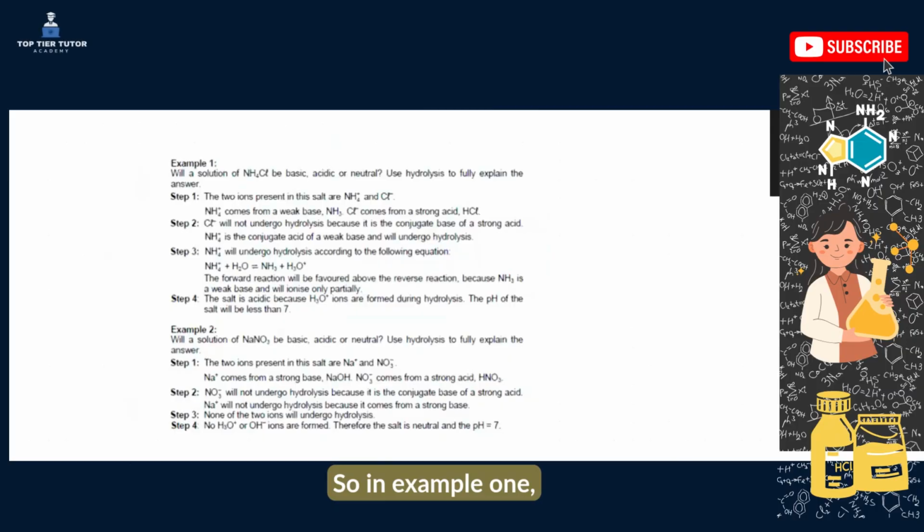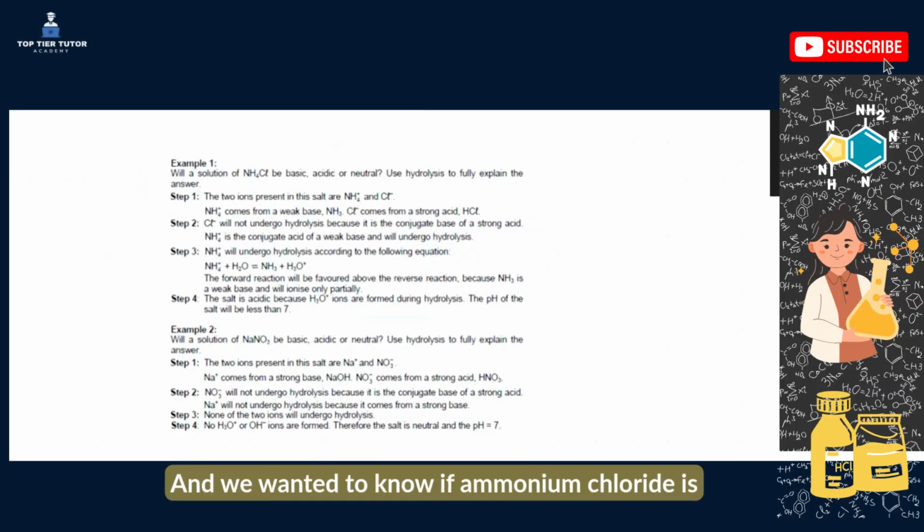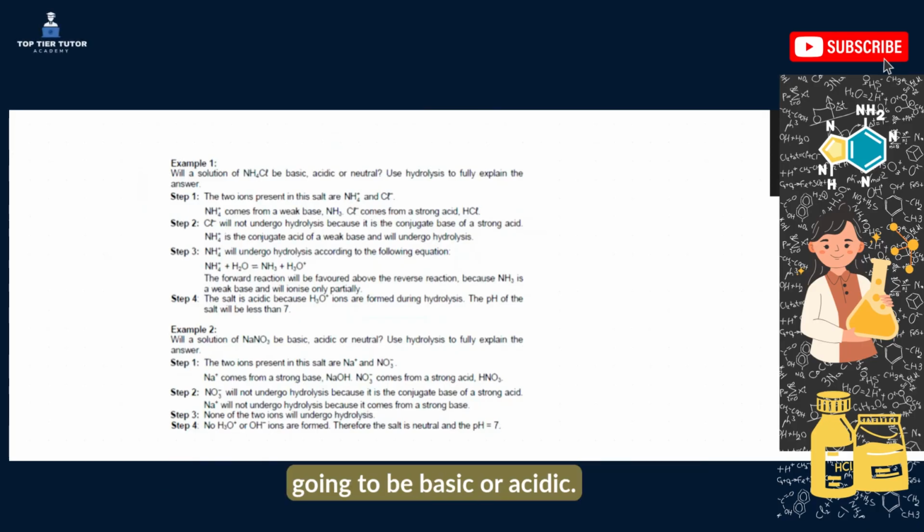In example 1, we had the salt ammonium chloride, and we wanted to know if ammonium chloride is going to be basic or acidic. So we separate the ammonium ion and the chloride, and we note that the ammonium comes from ammonia, which is a weak base, and the chloride comes from hydrochloric acid, which is a strong acid.